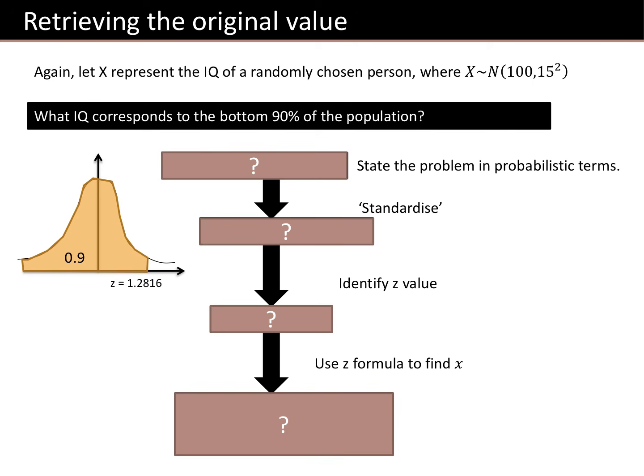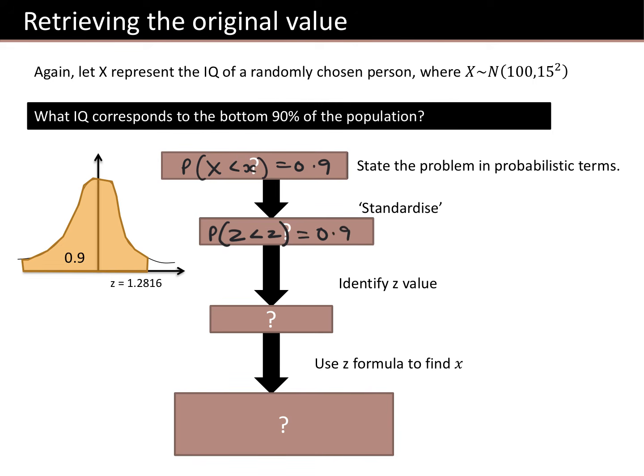So, what IQ corresponds to the bottom 90% of the population? The bottom 90% means this. Okay? So, what I have to do is, step one, state the problem. The probability of X being less than x is 0.9, because it's the bottom 90%. This is the same as the probability of Z being less than z of 0.9.